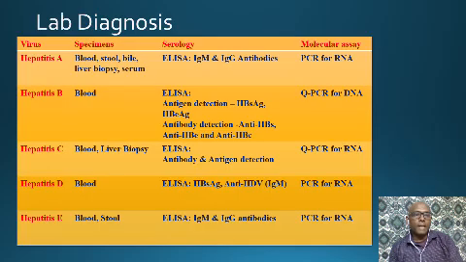If you see the lab diagnosis, for hepatitis A virus, stool sample, blood sample, bile and liver biopsy serum can be collected. ELISA is the test of choice in serology, and PCR for detecting RNA. Similarly, hepatitis B, PCR for detecting DNA. ELISA can be done for antigen and antibody detection in blood sample. Hepatitis C, similarly, PCR for detection of RNA and ELISA for antigen and antibody in blood sample. Hepatitis D, PCR for detecting RNA and ELISA for hepatitis B surface antigen and anti-HDV IgM antibody. Hepatitis E virus, PCR for RNA and IgM and IgG antibodies by serology.